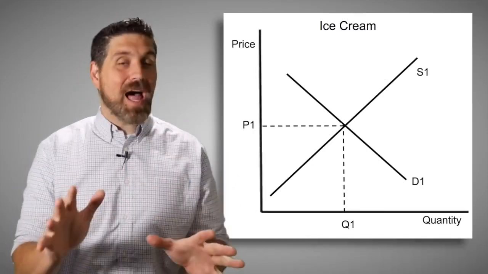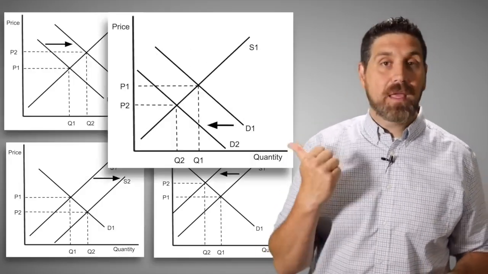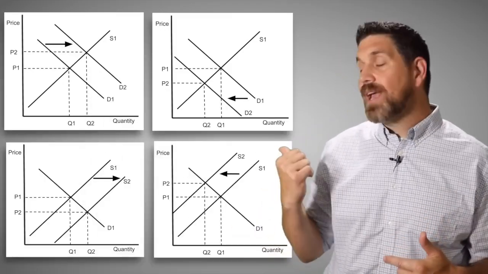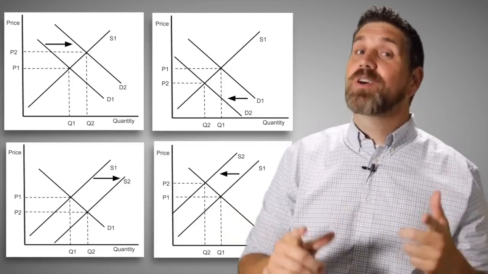And that's it. It seems like a lot, but there's really only 4 shifters or 4 things that can happen. Demand can go up, demand can go down, supply can go up, or supply can go down. And in each case, the equilibrium price and quantity changes, but you don't need to memorize it, just draw out the graph. When in doubt, draw it out.